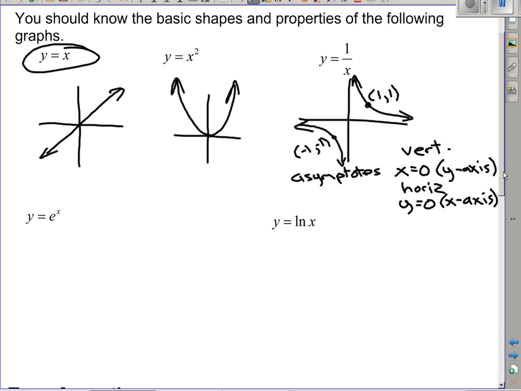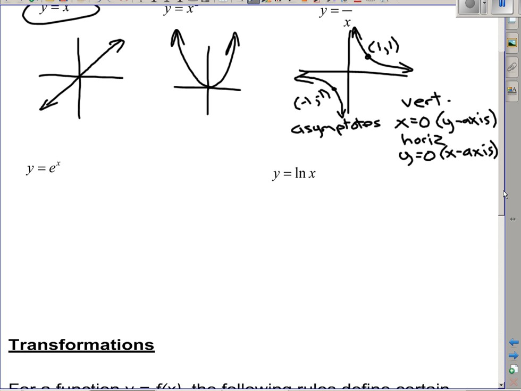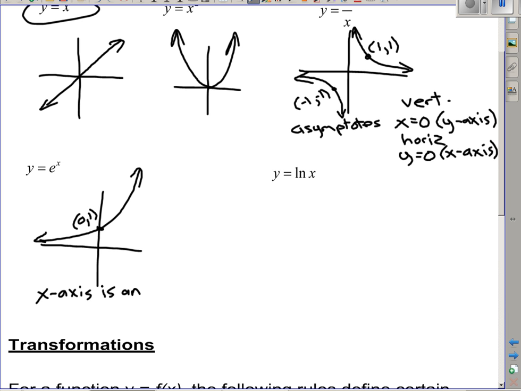Okay, should be aware of what exponential curves look like. So this would be one of them, y equals e to the x. Passes through the point 0, 1. And on this, the x-axis is an asymptote. So it's never going to touch or pass through the x-axis on this basic version of the exponential graph.